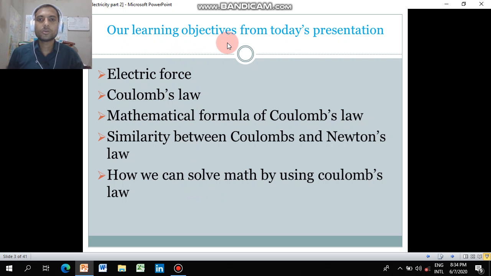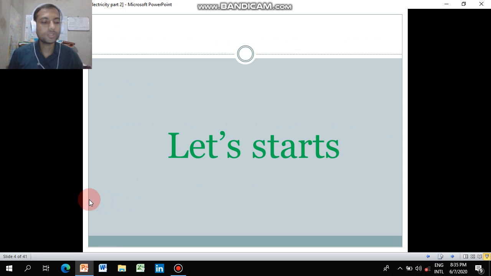Our learning objectives from today's presentation: number 1, electric force. Number 2, Coulomb's law. Number 3, mathematical formula of Coulomb's law. Number 4, similarity between Coulomb's and Newton's law. Number 5, how we can solve math by using Coulomb's law. Let's start.